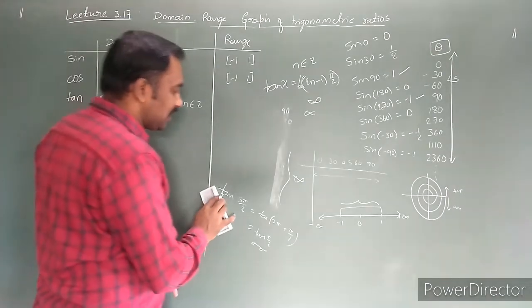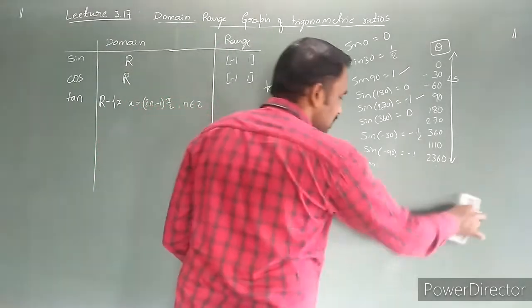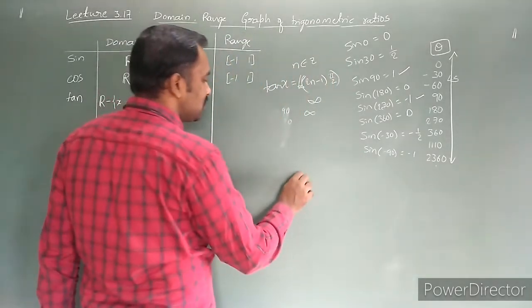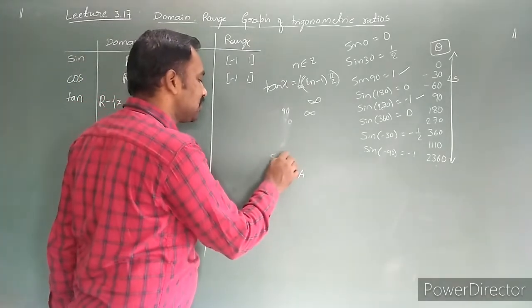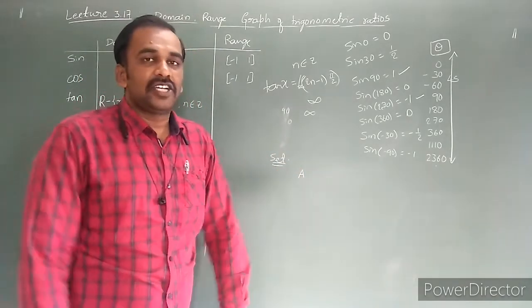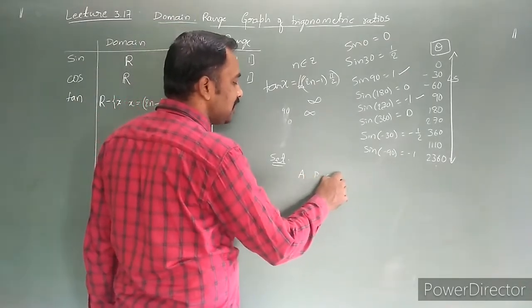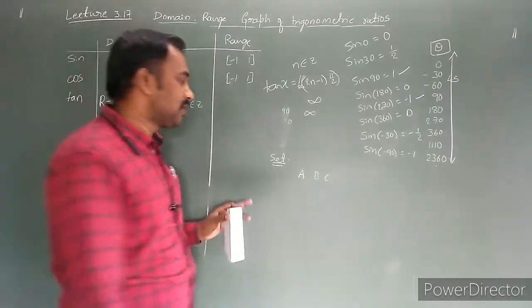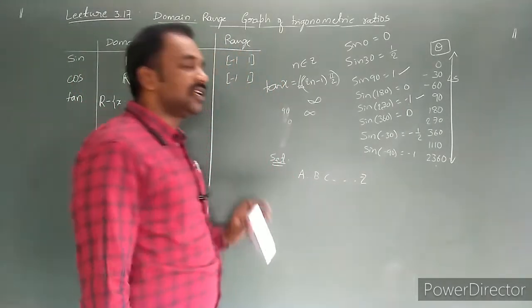I hope you already know sets, but I will briefly explain. What is a set? A collection of well-defined objects. Sets are always denoted by capital letters of the English alphabet, A, B, C, D, up to Z, whatever notation you can give.